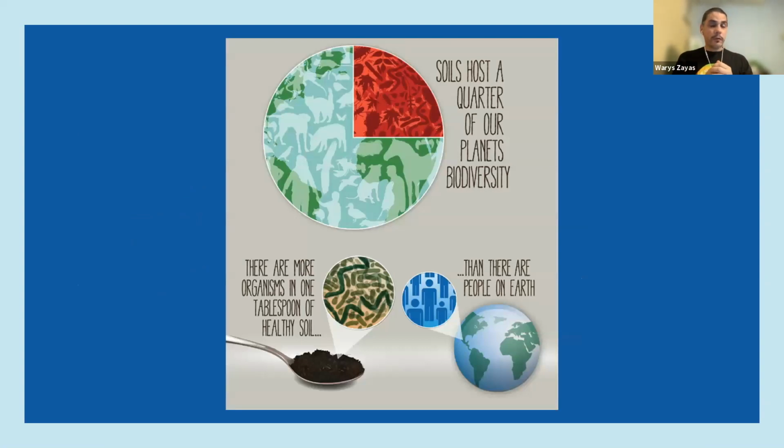This is an example of how important it is that the microorganisms in the soils keep working well, right? The soil hosts a quarter of our planet's biodiversity. Just think about every living thing that humankind knows in the entire planet. Soils hold a quarter of that diversity, right? It is estimated that there are more organisms in a tablespoon of healthy soil than people on Earth, right? Just imagine this. Imagine how important those organisms are for the normal daily function of our planet.